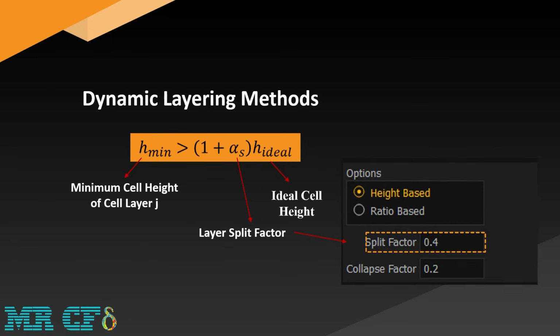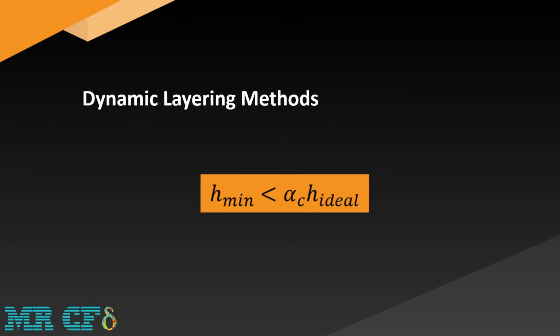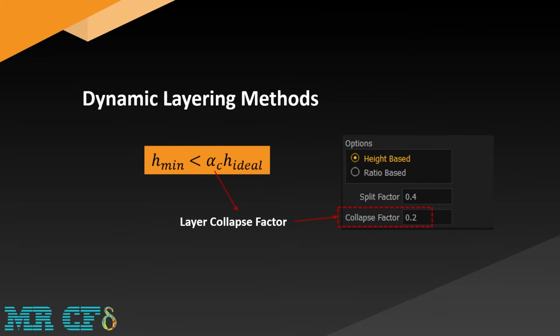Now, if the cells in the jam layer are compressed, their compression will progress until this condition is met. In this relation, alpha c is equivalent to the layer collapse factor. At this time, the layer of compressed cells merges with the layer of cells above the compressed layer. That is, the cells in the jth layer are merged with the cells in the ith layer.